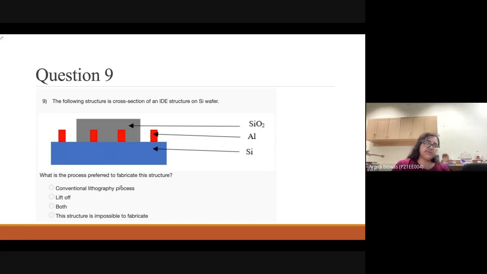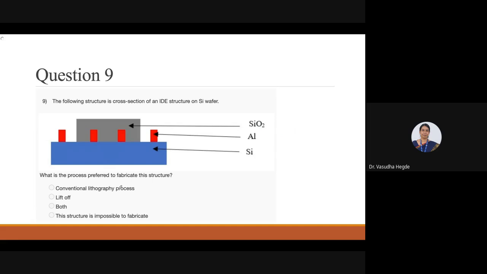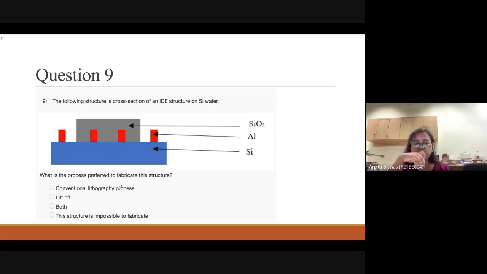Can you explain a little bit? Mm, explanation wise, I have difficulty here. I don't think I'll be able to explain it properly. Can you explain a little bit why, what happens in conventional lithography? Can we get this type of structure using the conventional lithography process?